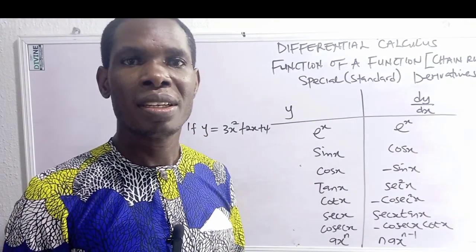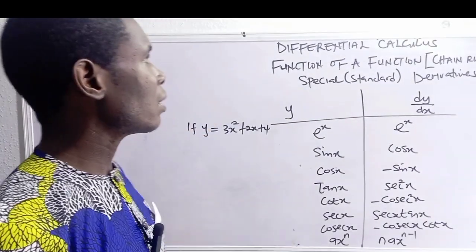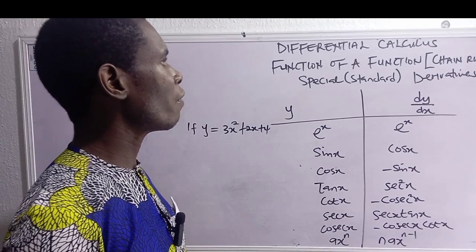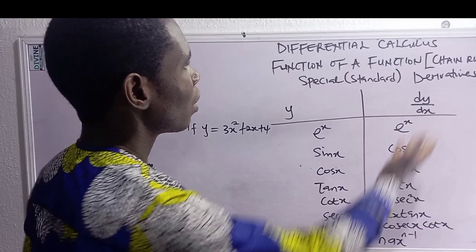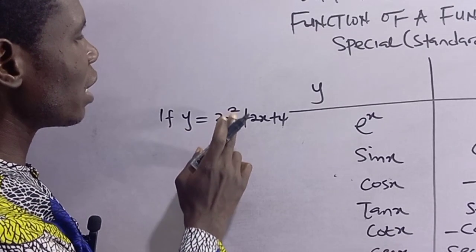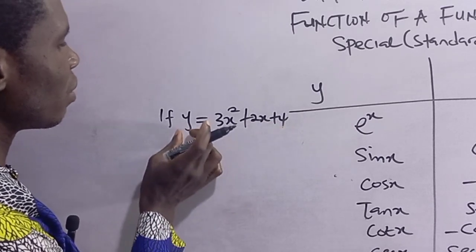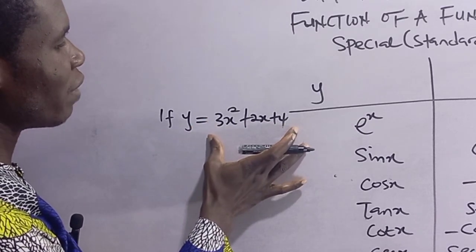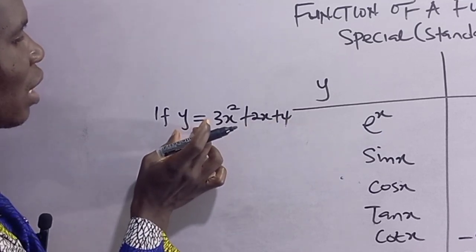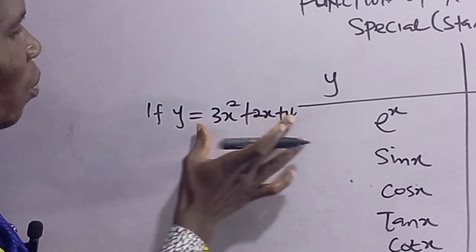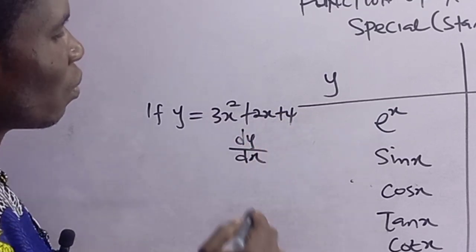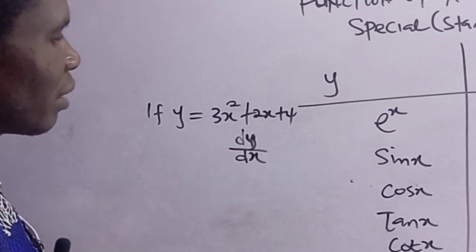Hello, I'm Mr. Ray, and today we'll be looking at another aspect of differential calculus, which is function of a function, or the chain rule. If y is equal to 3x squared plus 2x plus 4, we say y is a function of x, because as x changes, y also changes. The change of y with respect to x is given by dy all over dx.